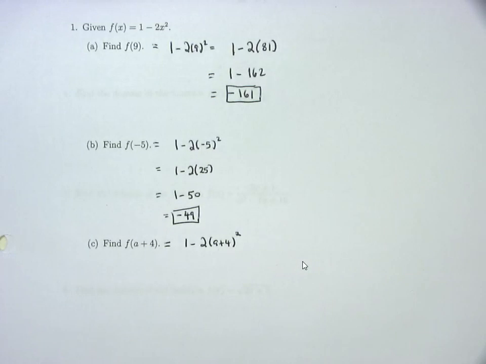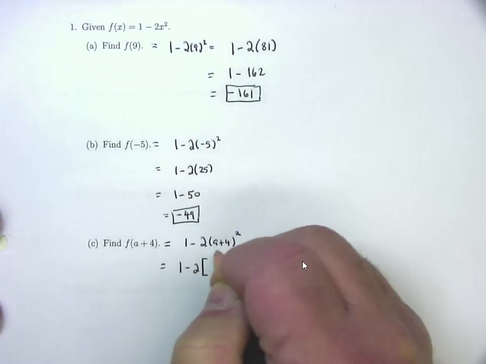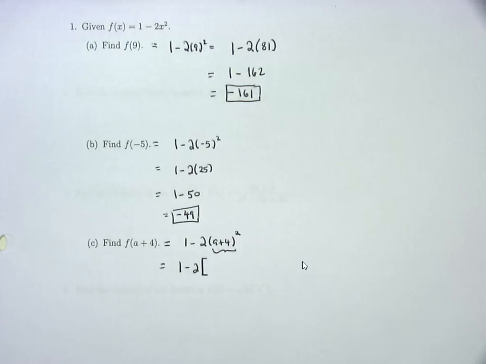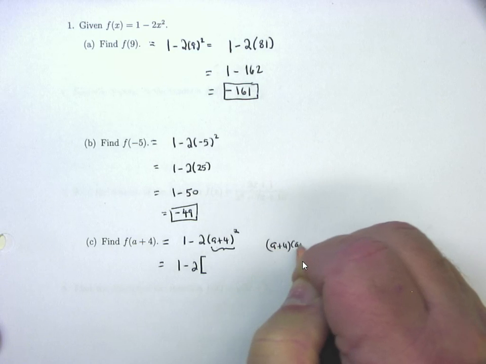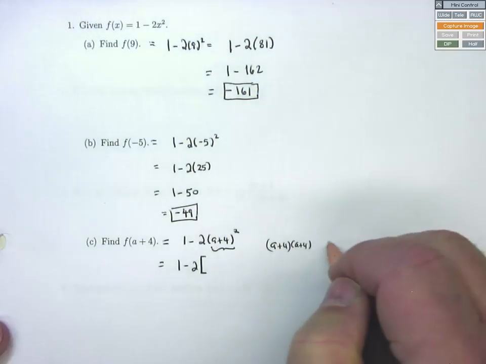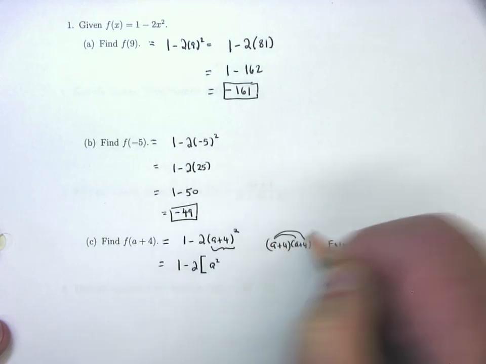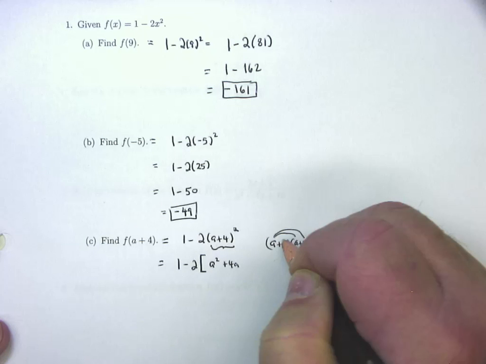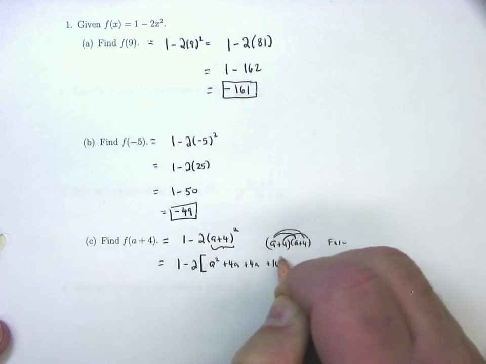Now, cleaning it up, that's the big issue. So cleaning this guy up, this would be equal to 1 minus 2 times, I'm going to put a bracket there because I'm going to focus on the a plus 4 squared. Now, a plus 4 squared is a plus 4 times a plus 4. Just writing it to the side over here. And to clean this guy up, I'm going to distribute, FOIL it out, if you will. So FOILing this out, a times a is a squared. A times 4 is plus 4a. 4 times a is another 4a. And 4 times 4 is 16.